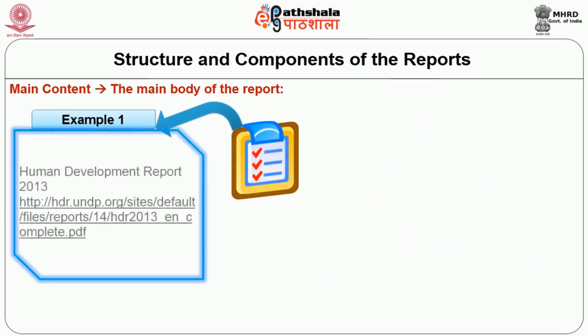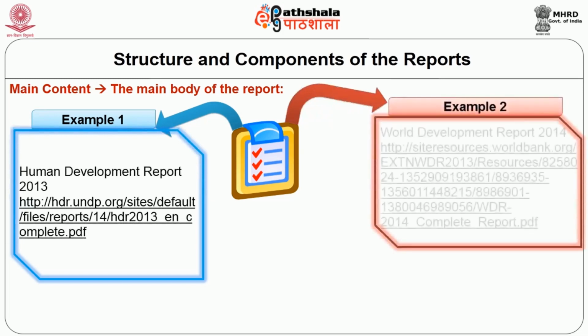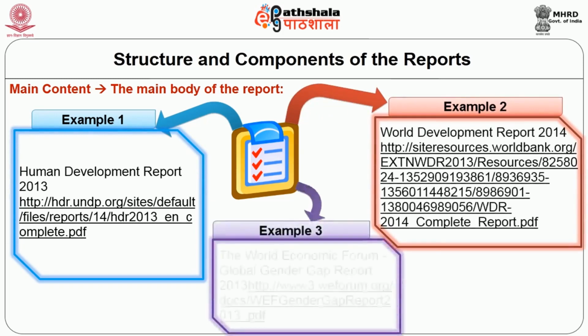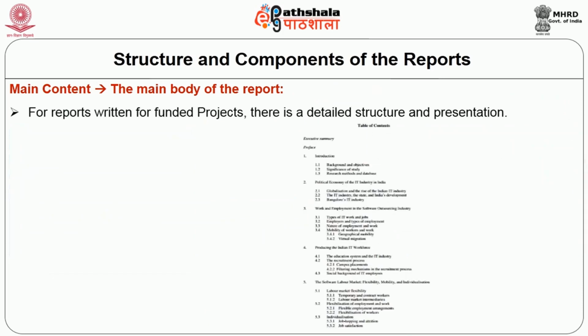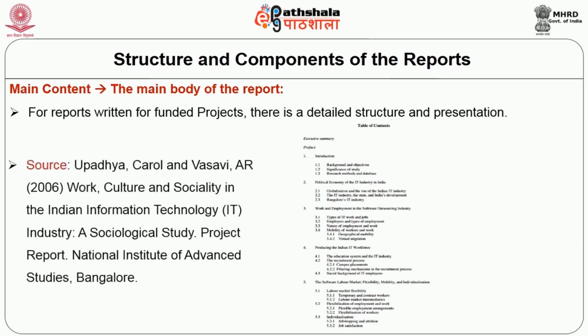For example, the Human Development Report, the World Development Report, and the Global Gender Gap Report, which is mentioned in the previous section. One can also look at the reports written for funded projects, and they usually have a detailed structure and presentation. For example, in the illustration you may find the structure of a research report on the work and culture of the information technology industry in India. This is an academic research report and its structure and table of contents.